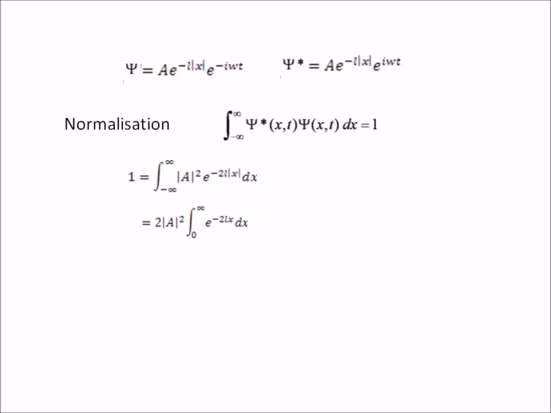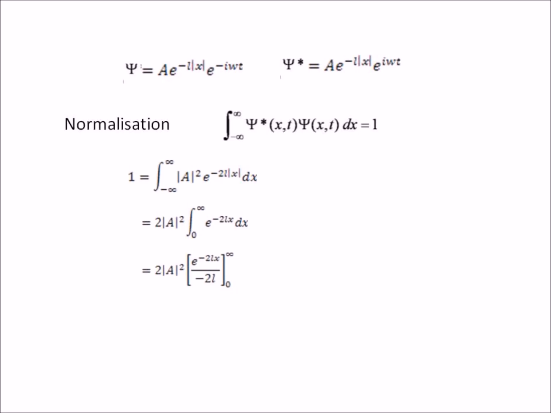This is an even function, because if I substitute minus x in place of x, due to mod x the sign does not change. So I can use this rule: 2 times integration from 0 to infinity of f of x, instead of integration from minus infinity to infinity of f of x. In the next step we calculate the integration.